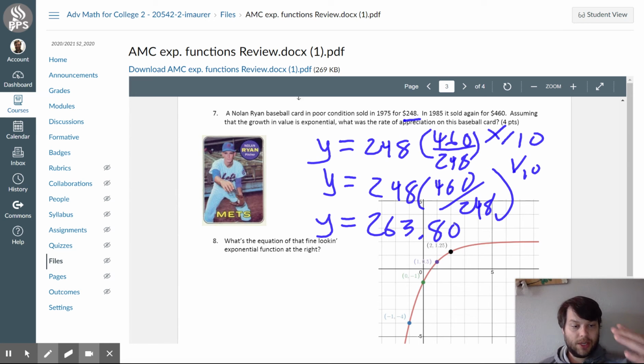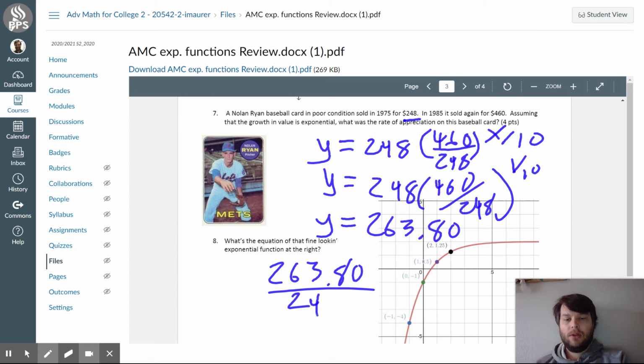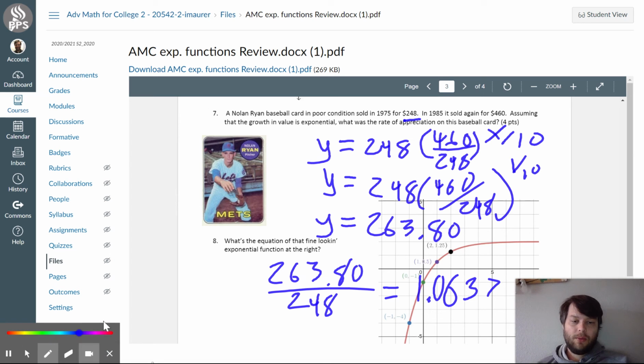So what's the rate of appreciation? You just divide 263.80 by your initial value, 248. And I get 1.0637, I guess. And so if we want to convert that to a percent, you can say that that is, I guess, 6.37%.